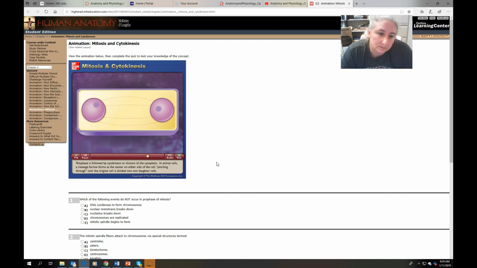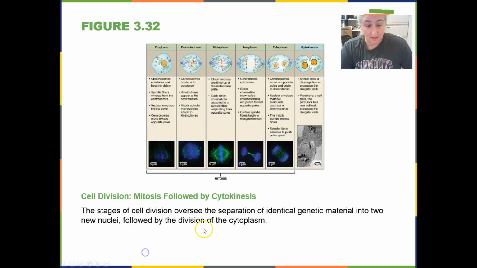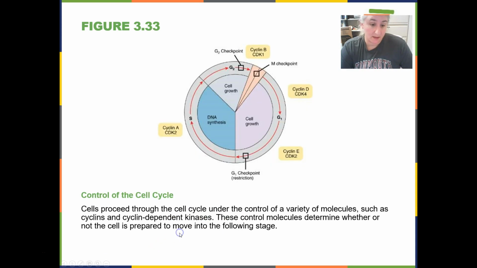Telophase is followed by cytokinesis, or division of the cytoplasm. In animal cells, a cleavage furrow forms at the center on either side of the cell, pinching through until the original cell is divided into 2 daughter cells. In plant cells, cytokinesis is different due to the presence of a rigid cell wall. So you don't have to worry about plant cells. Obviously, we're dealing with humans, and humans are animals.